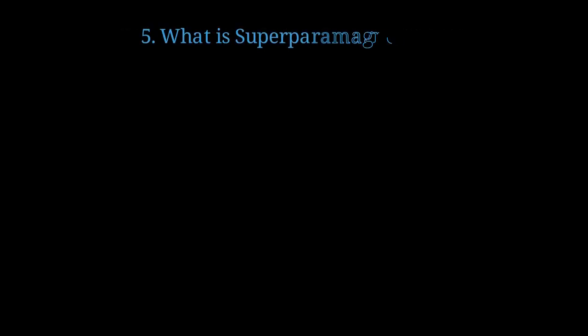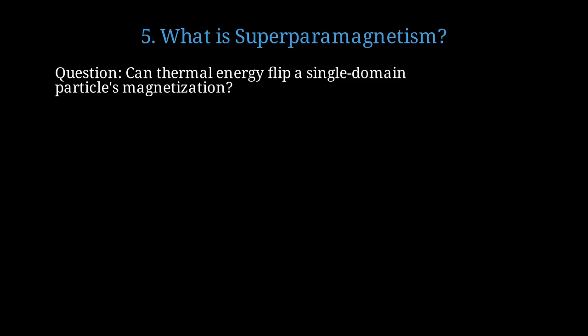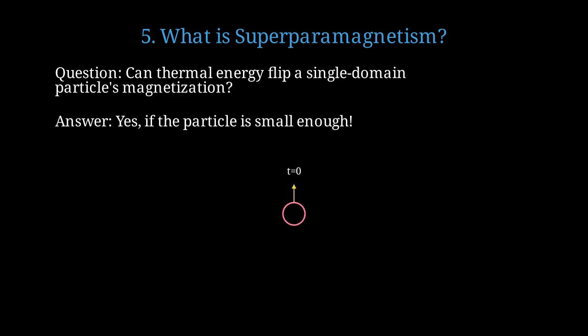Now we reach the heart of our topic, superparamagnetism, where magnetism loses its memory. Here's the critical question: can thermal energy at room temperature flip the entire magnetization of a single-domain nanoparticle? The answer is yes, if the particle is small enough. This is superparamagnetism. Imagine a single-domain nanoparticle with its magnetization pointing up at time zero. A short time later, thermal fluctuations have caused the entire magnetization to randomly flip to a different direction.